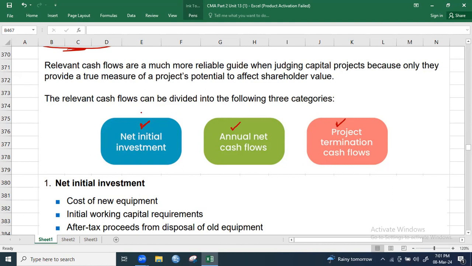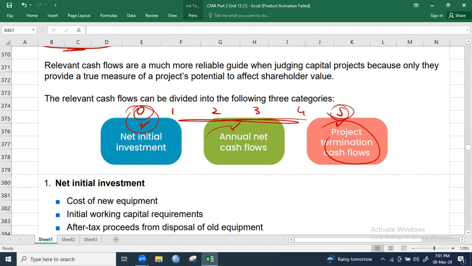I told you we will always write year 0, 1, 2, 3, 4, 5. I told you last time about the concept of the timeline. So the investment we always write in year 0 as an outflow, and project termination cash flows will be written in the last year, with the annual cash flows in between year 0 and year 5.